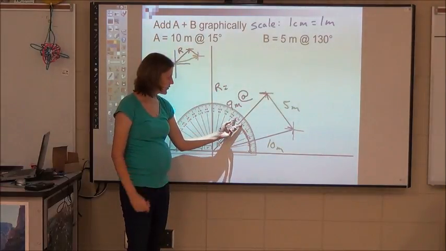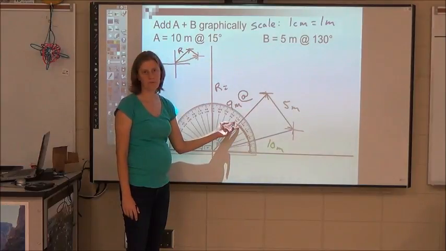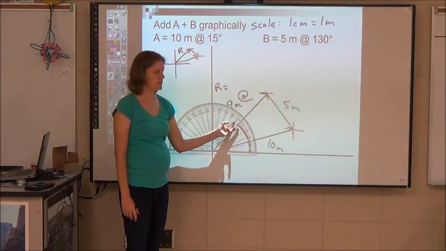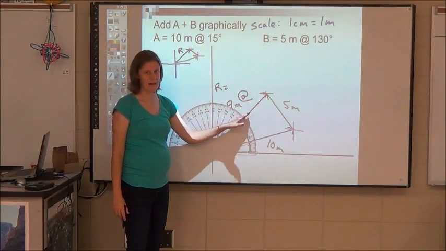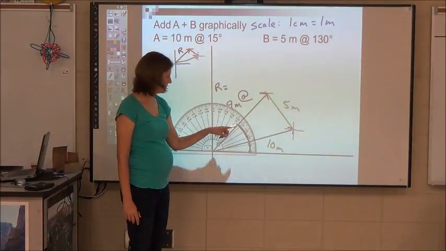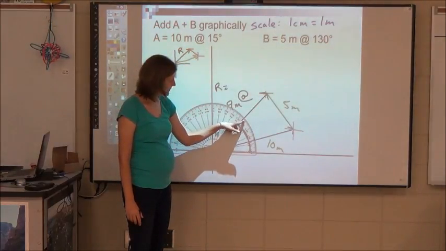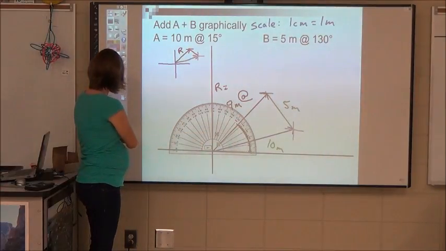Again, I've got the choices of something between 130 and 140, and something between 50 and 40. So it's the first quadrant. It's got to be between 40 and 50. Can't be past 90 yet. So I'm going to say mine's maybe just shy of 45, 44 degrees.